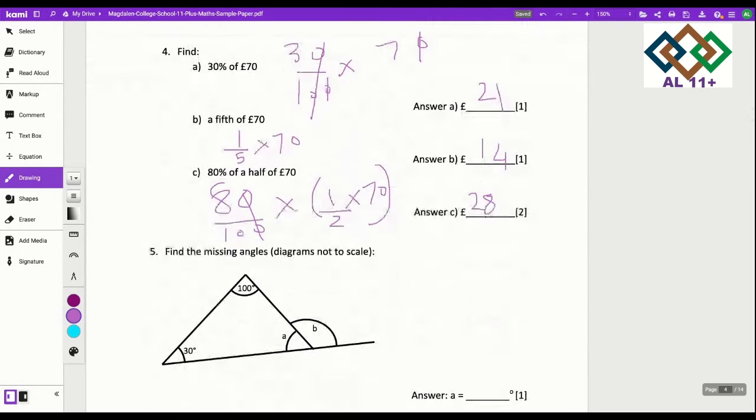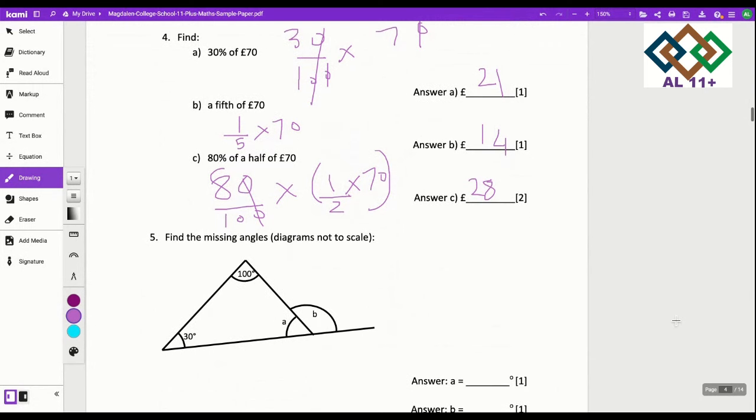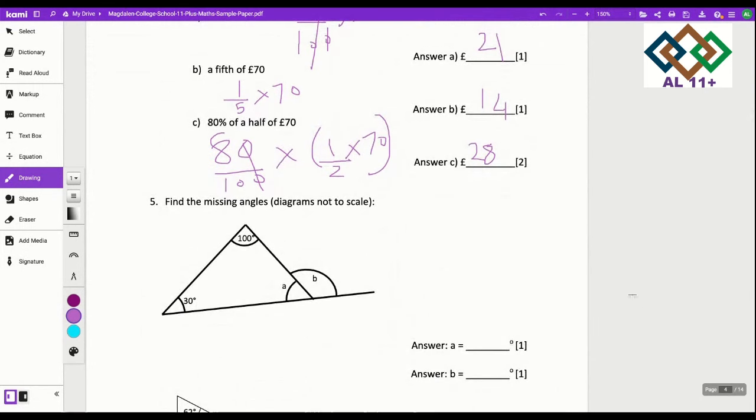Now is the missing angles. So you have to find first what is A. So if you look at A, it's a straight line. It has to be 180 degrees. So you have to do 180 minus 130. That gives you guys the answer. That's 50. So this is 50.